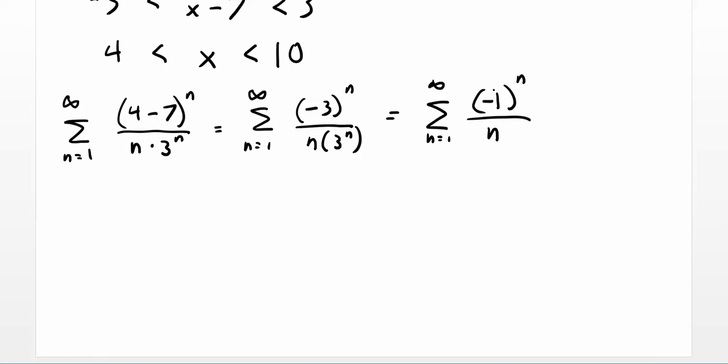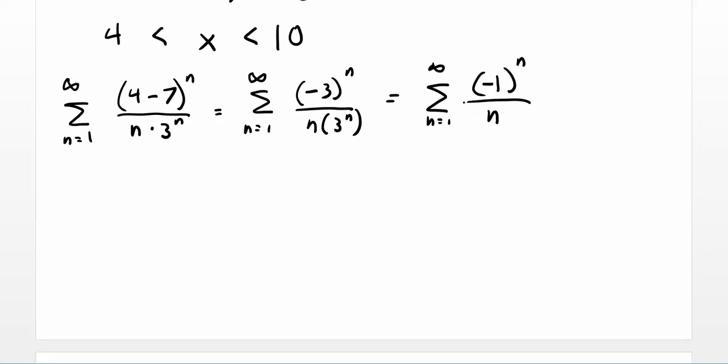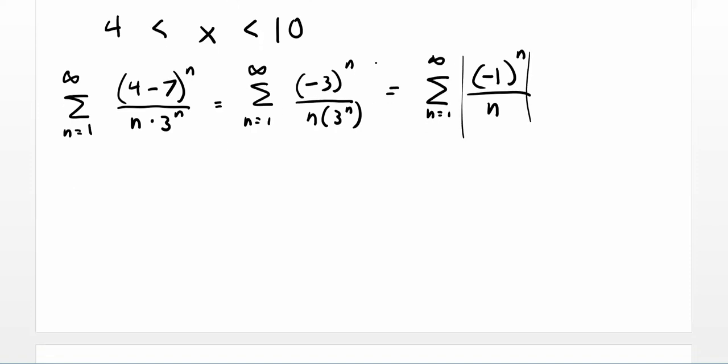So we recognize this as an alternating series. What we can do is take the absolute value of the series, and we'll try to figure out what this is doing instead.